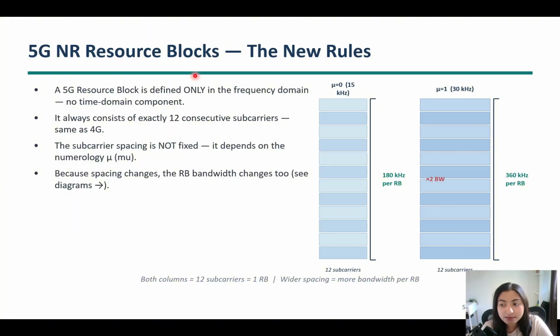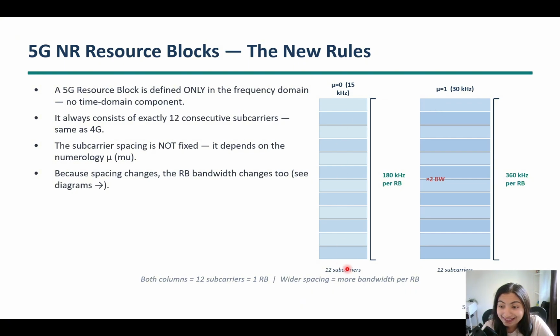Here is the single most important shift from 4G to 5G. In 5G, a resource block is defined only in the frequency domain. It always has 12 subcarriers in the frequency domain. But the subcarrier spacing is no longer fixed. Look at these two columns, one with numerology 0 with 15 kHz subcarrier spacing and one with numerology 1 and 30 kHz subcarrier spacing. Both of them have 12 subcarriers in the frequency domain, so each of these corresponds to one individual resource block.